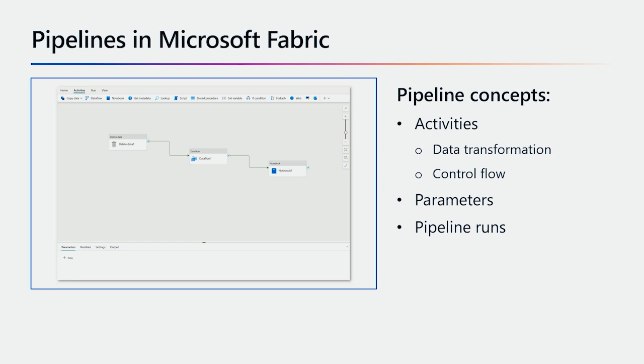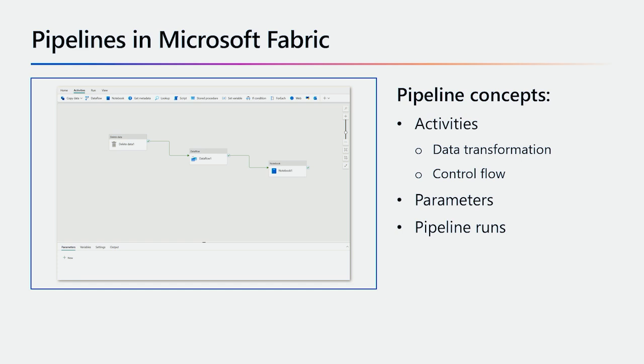Activities are the executable tasks in a pipeline. You can define a flow of activities by connecting them in a sequence. The outcome of a particular activity, success, failure, or completion, can be used to direct the flow to the next activity in the sequence. There are also 2 broad categories of activities in a pipeline.